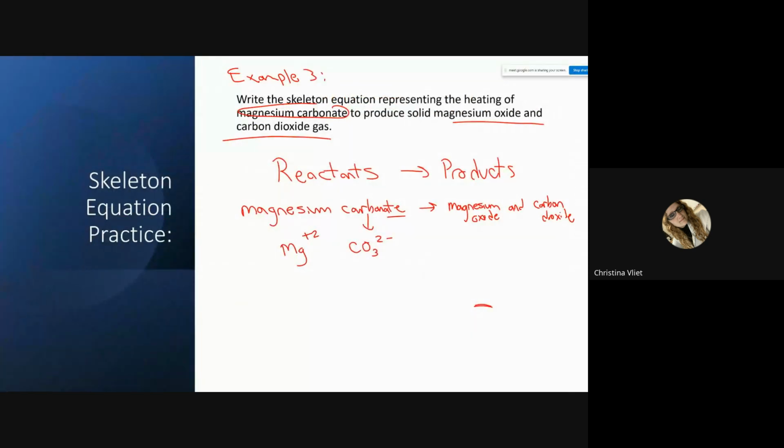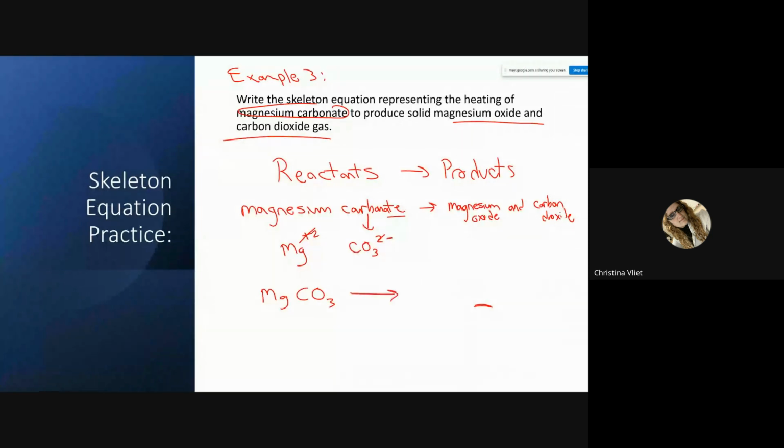How do I put these two together properly? Magnesium has a +2 charge. Carbonate has a -2 charge. Do those two automatically cancel? Yes. So the correct formula here is MgCO3. Yes? So if you got that right.